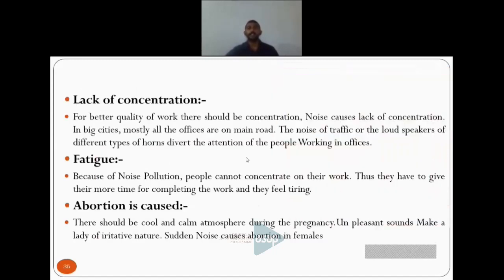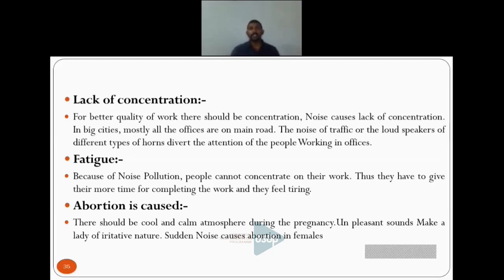And this is lack of concentration. Just think, if our office is situated near the roadside or the city, people's concentration will be less compared to a comfort zone where there is no disturbance from vehicles. So the concentration will get reduced. Next is fatigue. Fatigue means we are getting tired. If noise pollution is constant, we may not be able to concentrate on our work.